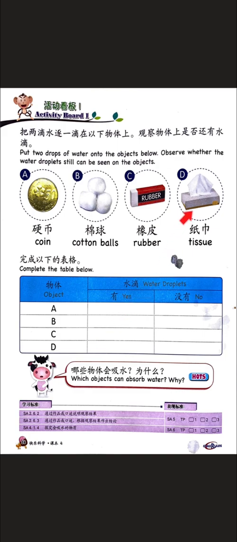And D. Tissue paper. We saw the water droplets already absorbed in the tissue paper, so you cannot see the water droplets on top of the tissue. So you put no there. Which object can absorb water? Which one? Cotton balls and also tissue paper. Now we go to another activity board, another page.